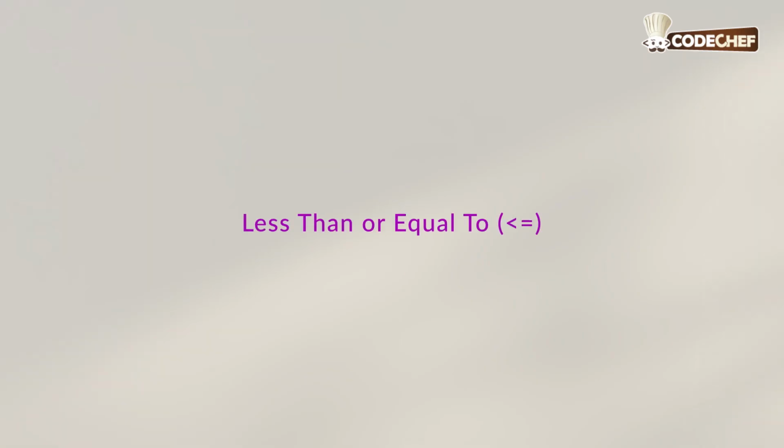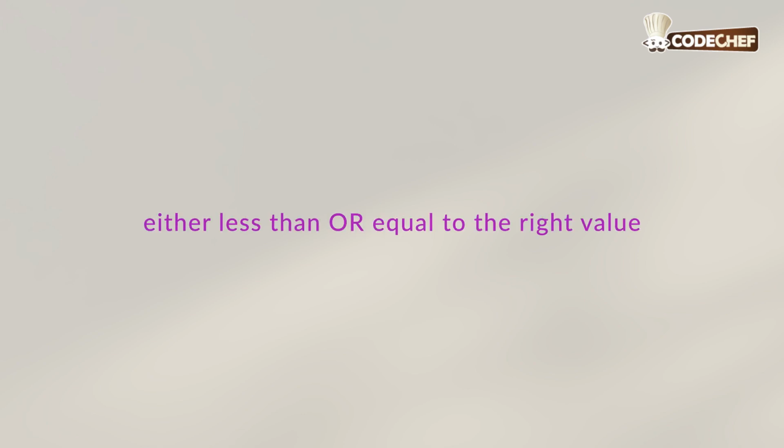Finally, let's learn the last comparison operator, less than or equal to, which is written as less than or equal to sign. This operator checks if the left value is either less than or equal to the right value. It asks, is the first value smaller or the same?